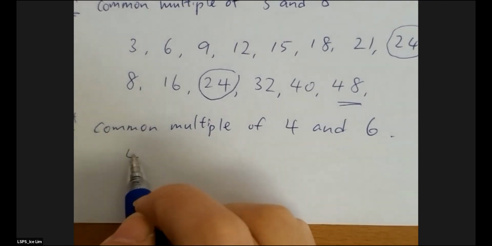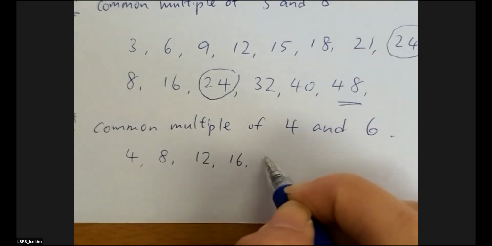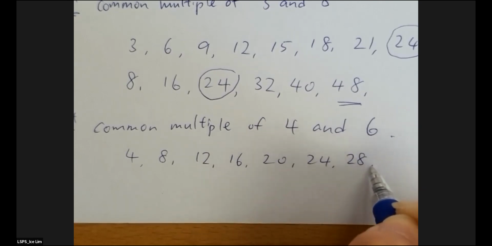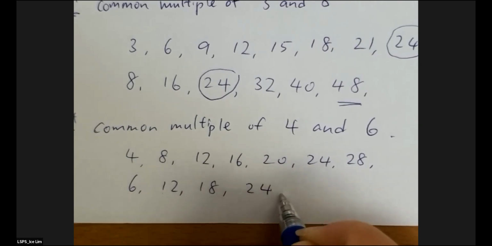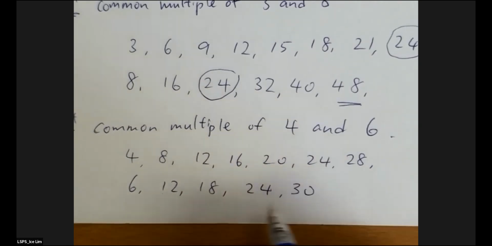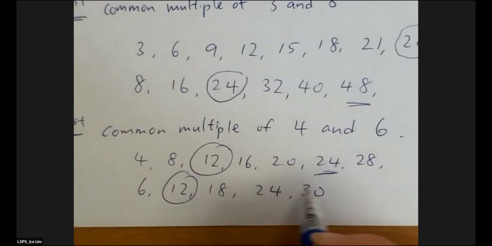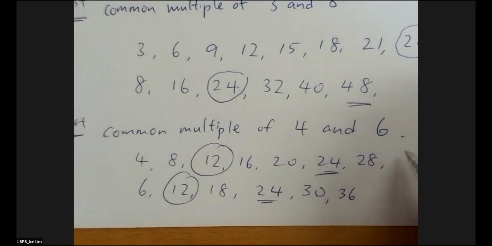Is 12 already? 4, 8, 12, 16, 20, 24, 28. And 6, 12, 18, 24, 30. See? 12 is the first one. Do you really need to go until 24? Oh, that's the second one already. Only need the first one. And yes, I can still go on. 36 is also a common multiple.